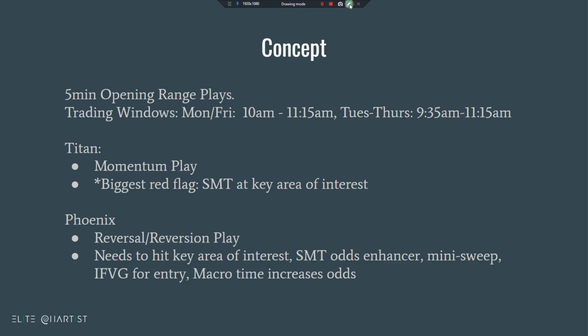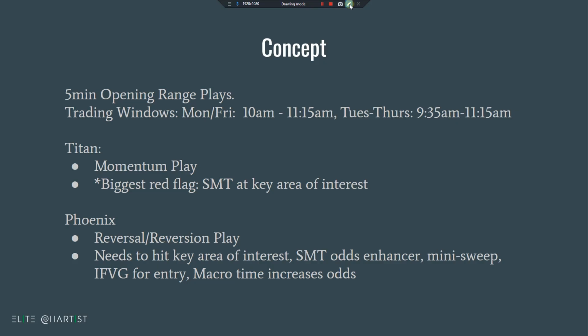The Phoenix is the reversal play, and this has a strict set of criteria that's needed in order for the setup to show up, and it needs to hit the key area of interest. You get the SMT as the odds enhancer. I can take it without the SMT, but it really does help to have that.